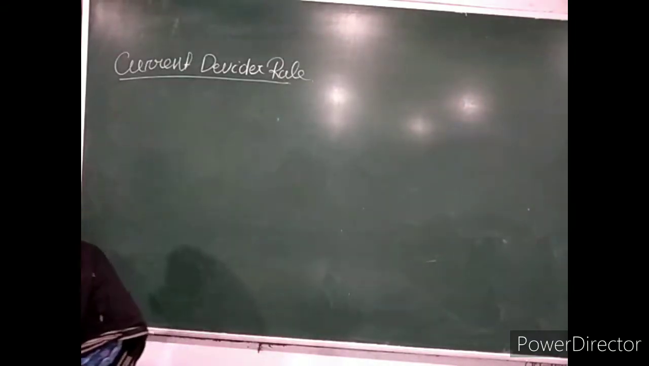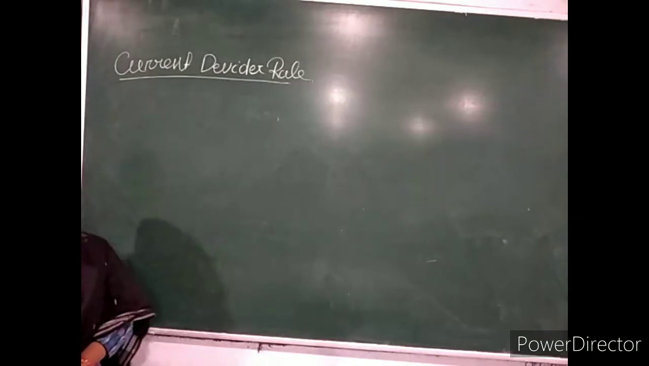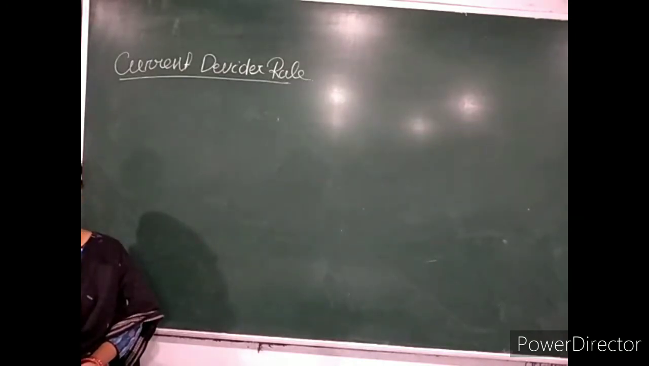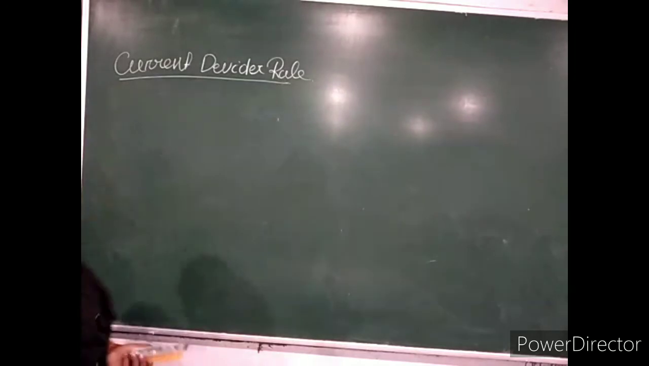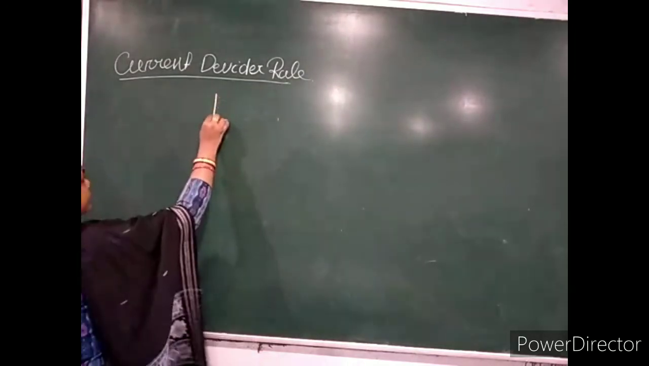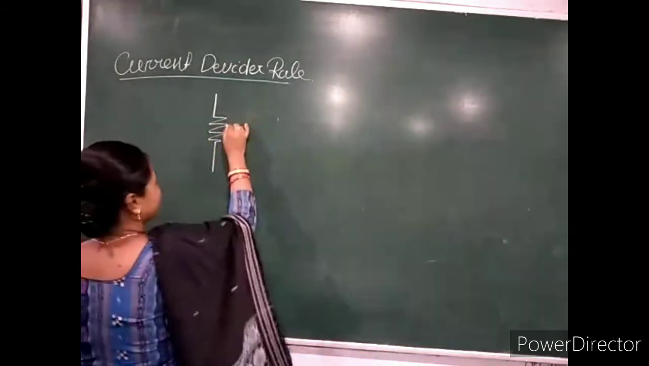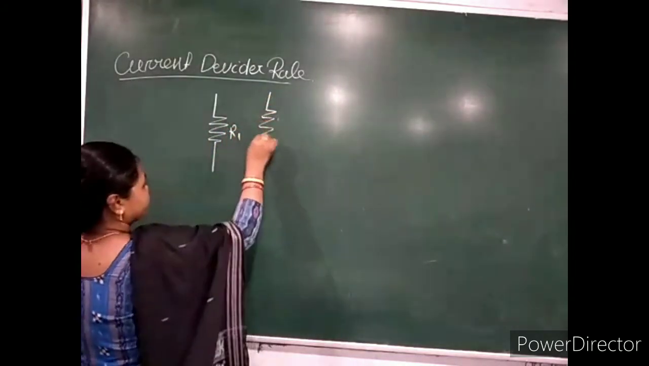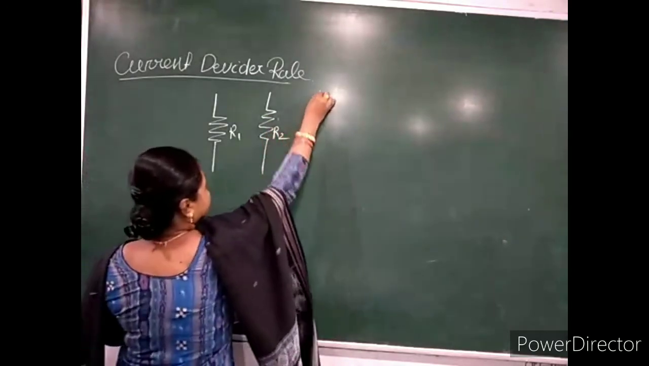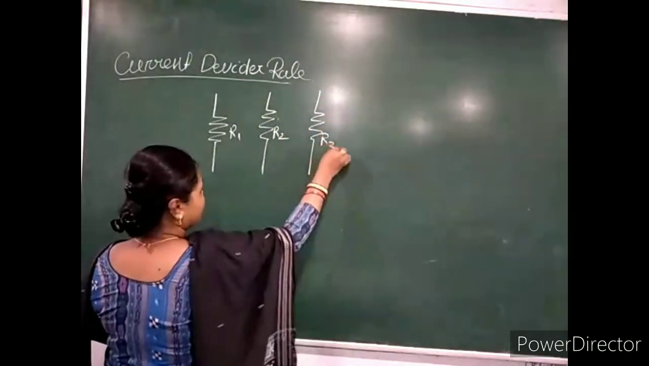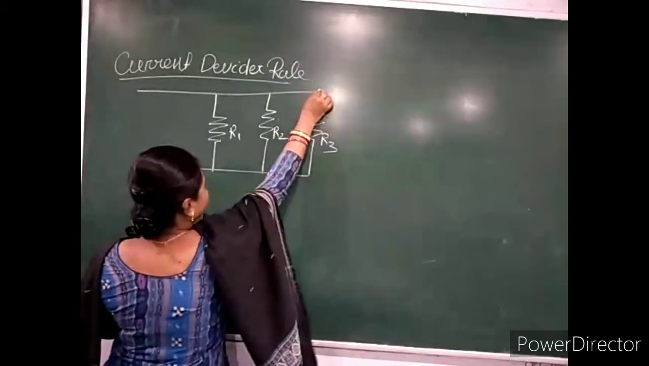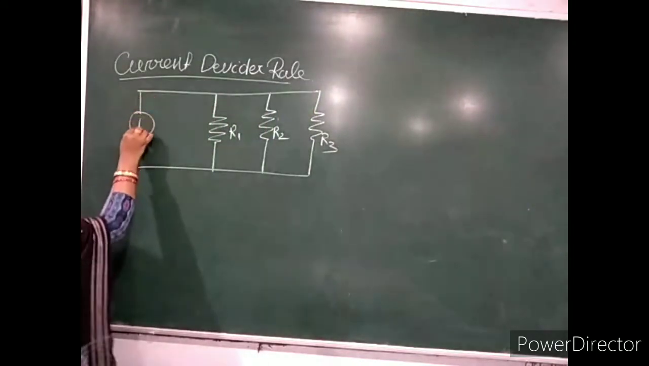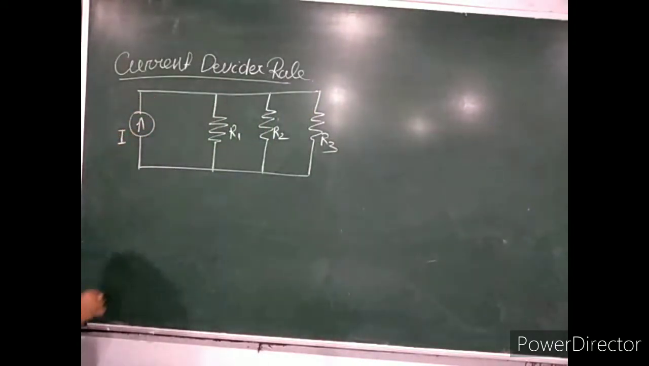Next we find how to get current in a parallel circuit if 3 resistors are connected in parallel by using the current divider rule. For that, I take 3 resistors R1, R2 and R3. All these are connected in parallel across a current source having the strength I.